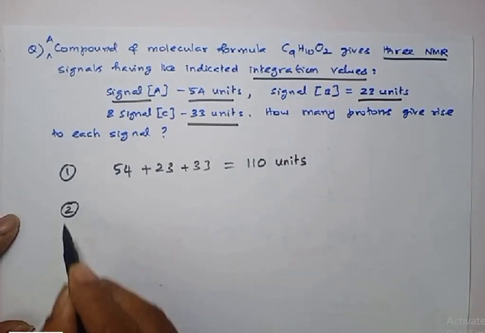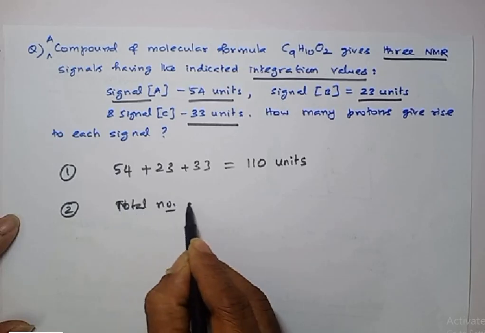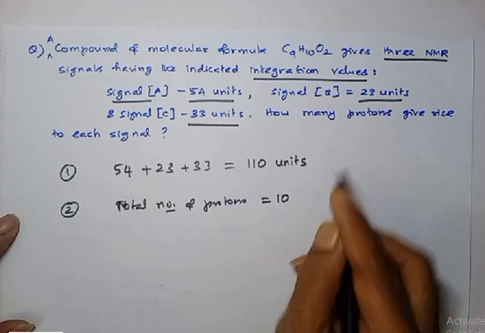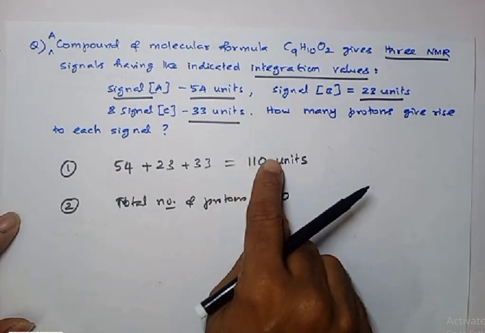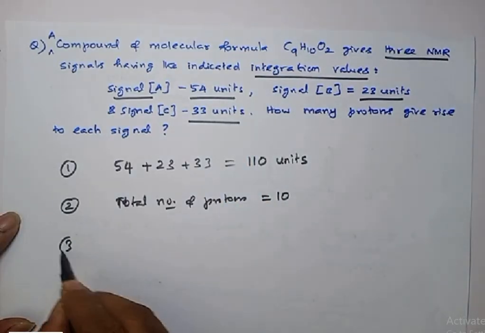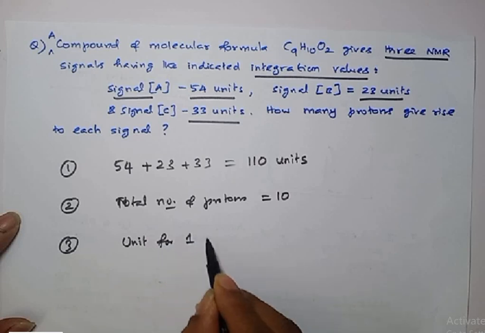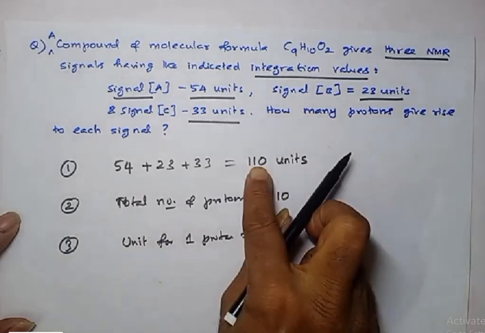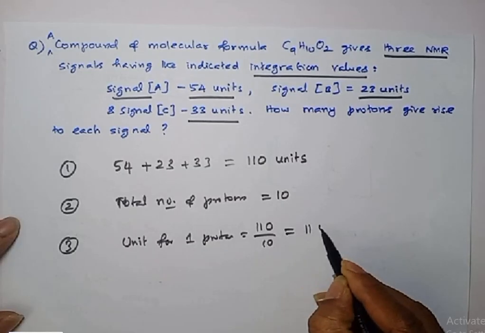Second step, number of protons. What is the total number of protons available? See the formula. The total number of protons available in the compound is 10. For 10 protons, the total is 110 units. Then for 1 proton, what is the unit? So we do 110 divided by 10, and we get 11. So for each proton, we get 11 units.